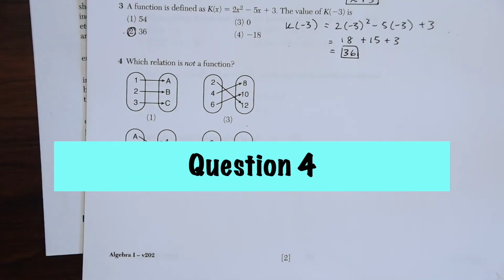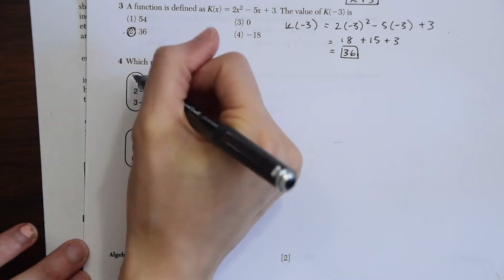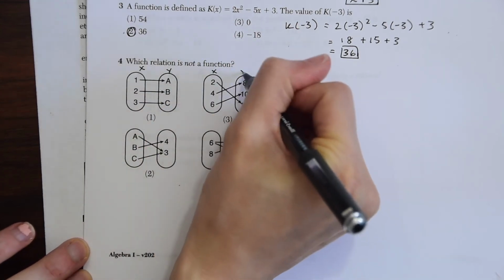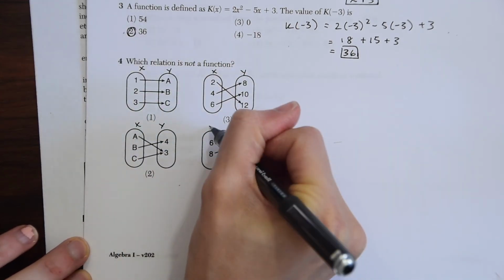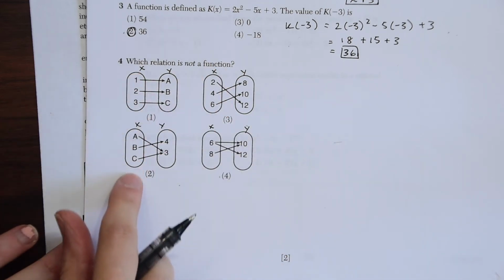Question number 4. Which relation is not a function? Whenever we're given these kinds of questions, we always want to look for any repeating x values. These are always like your x and your y. Your x always comes first. So if there's any repeating numbers on this side, we're in trouble.